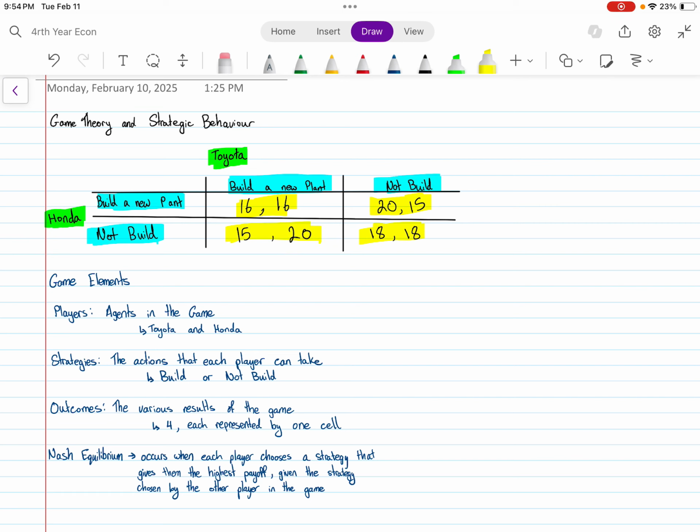So let's look at what each of the players is going to do based on the other player's choice. The number on the left side is going to be Honda, and the number on the right is going to be Toyota, which means this number right here identifies Honda, and this number identifies Toyota. Same thing here: this number identifies Honda, this number identifies Toyota. Honda, Toyota, Honda, Toyota.